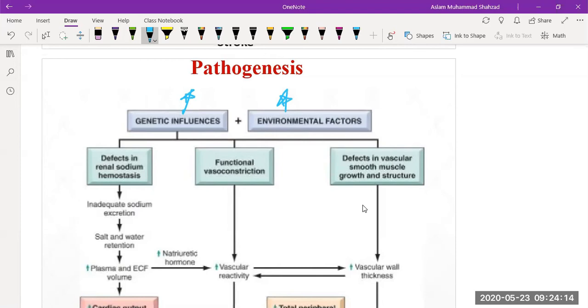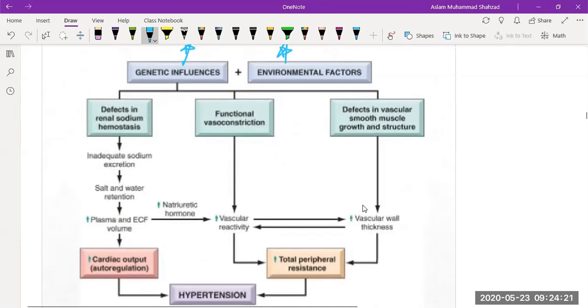They all can lead to the pathogenesis of hypertension, and they affect it in three ways. Number one is the defect in renal sodium homeostasis. It means an increase in the absorption of sodium. Why does this happen? It could be because of hormonal disorders, like increased production of angiotensin and aldosterone, especially aldosterone production. Or it could be functional issues such as vasoconstriction that can lead to hypertension.